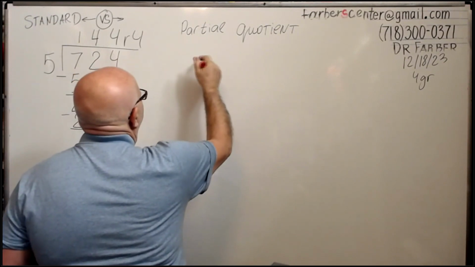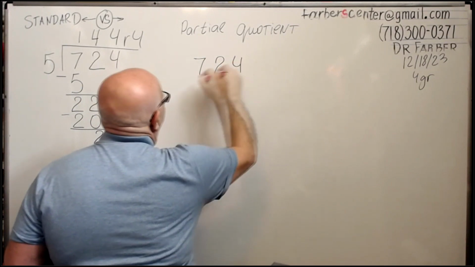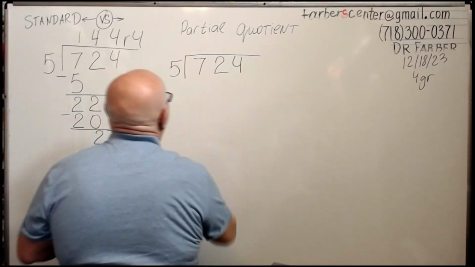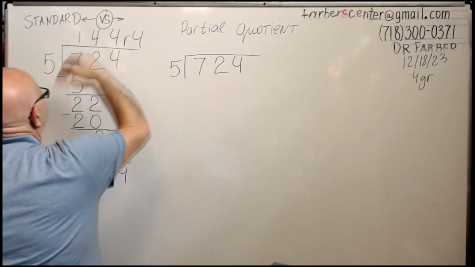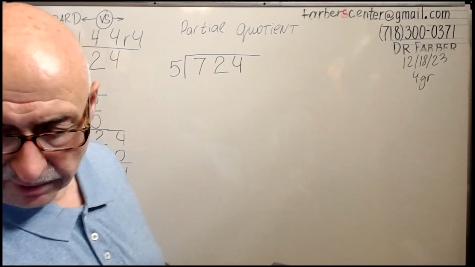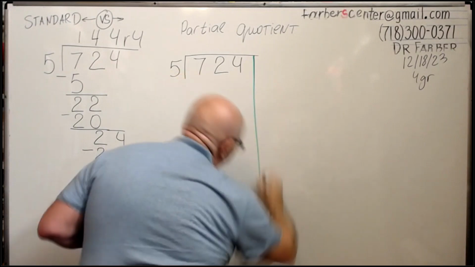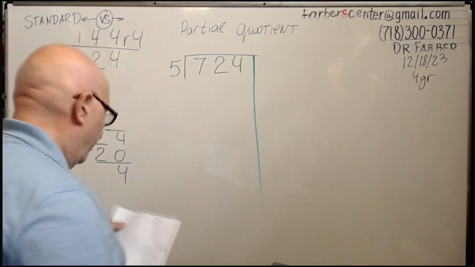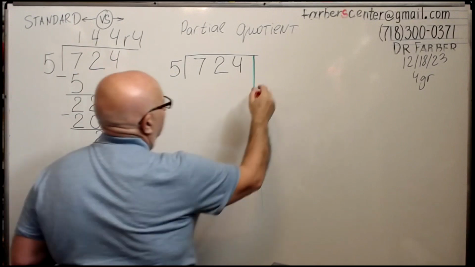724. I divide by 5. Usually we write the results here, or in some cases they write a partial quotient above. It's not so convenient. If you use this line, so far so good. And what convenient number can we use? For instance, 100, right?